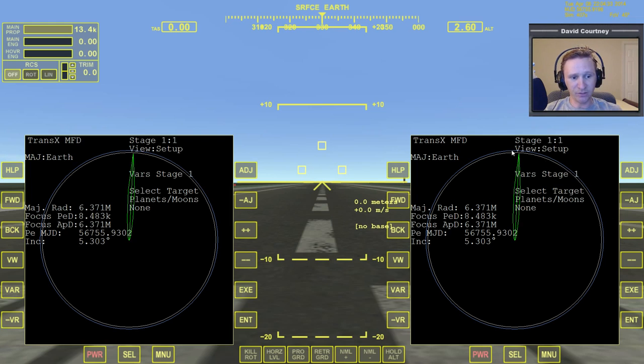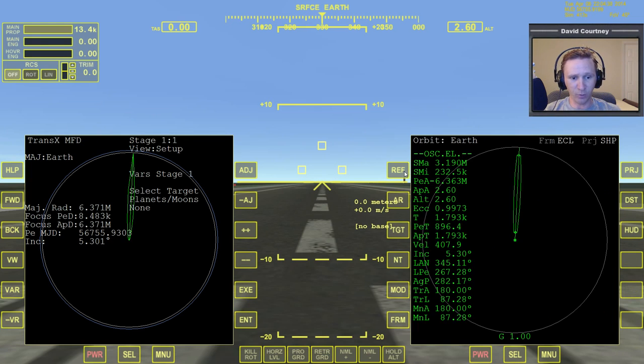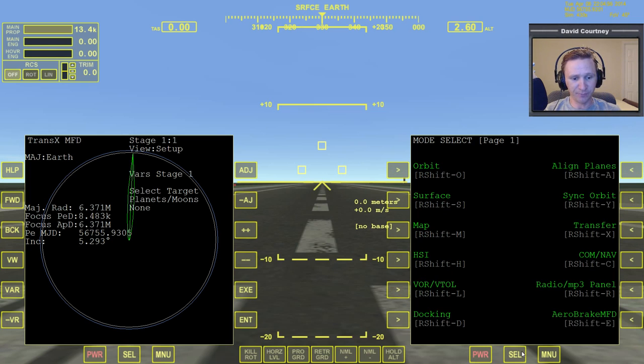The gray circle that you see is Earth, and if we compare quickly to orbit MFD, we have the same radius, that's 6.371. You see that given here, and the inclination is the same. All the stuff that we talked about before. So the default view of TransX is very similar to what you would see in orbit MFD.